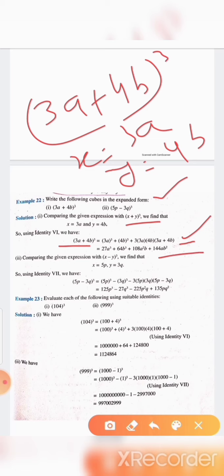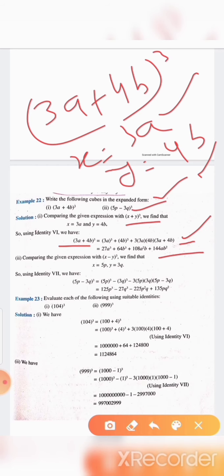Substituting 3a and 4b in the place of x and y, we get (3a) whole cube plus (4b) whole cube plus 3 into bracket 3a, another bracket 4b, and in the bracket (3a plus 4b). Multiplying this step, we get 27a cube plus 64b cube plus 108a square b plus 144ab square.